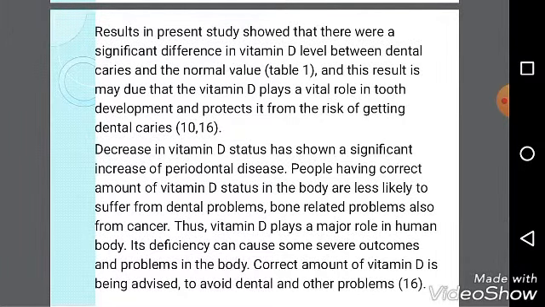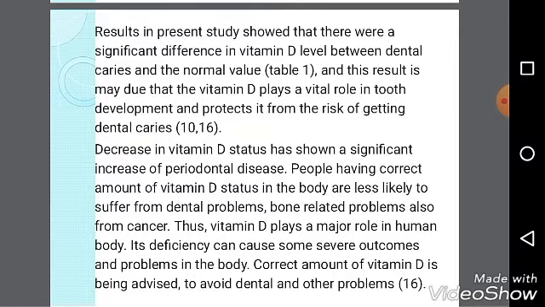Results in the present study show that there was a significant difference in vitamin D level between dental caries and normal value, as we see in table 1. And this result is maybe due to the fact that vitamin D plays a vital role in tooth development and protects it from the risk of getting dental caries.